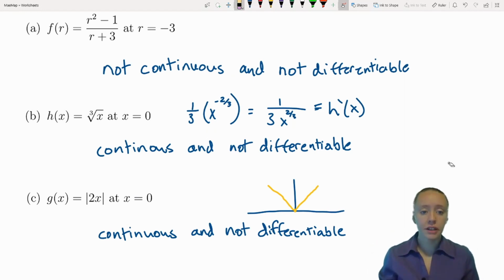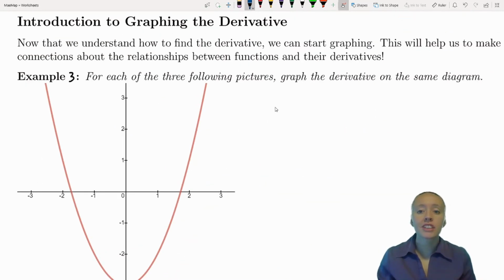In the next part of this worksheet, we're going to jump into an introduction on graphing the derivative, now that we understand when a function is differentiable and when it is not. Now that we understand how to find the derivative and when we can find it, we're going to start graphing. This will help us make connections and relationships between the original functions and their derivatives. So for each of the three following pictures, we're going to graph the derivative on the same exact graph.